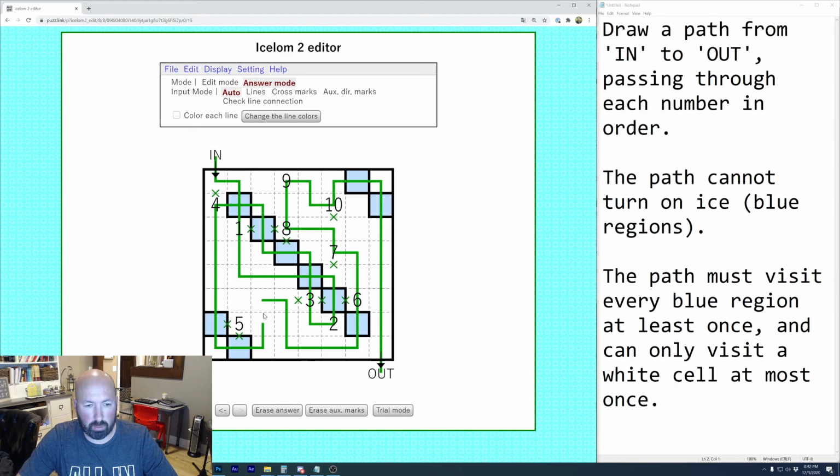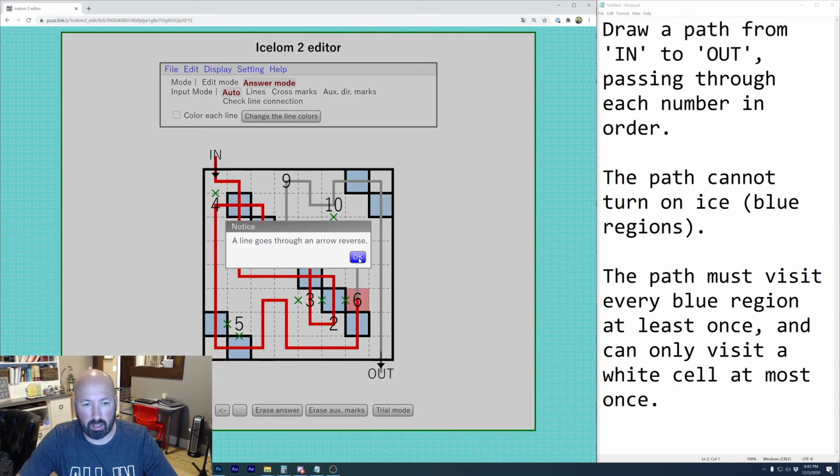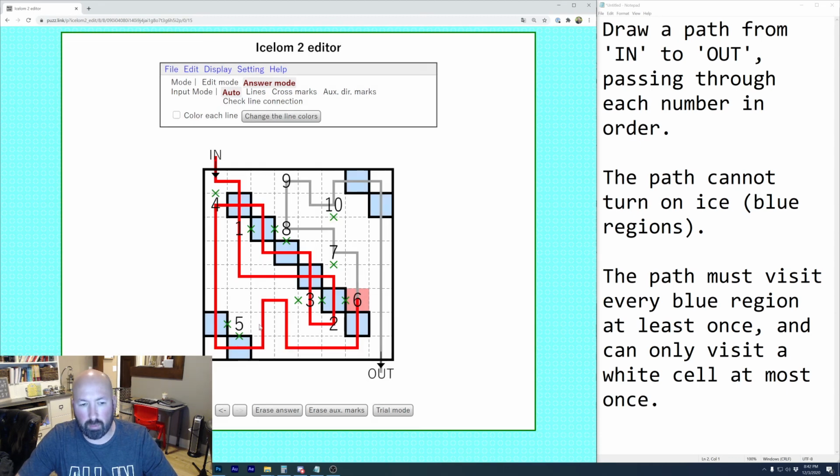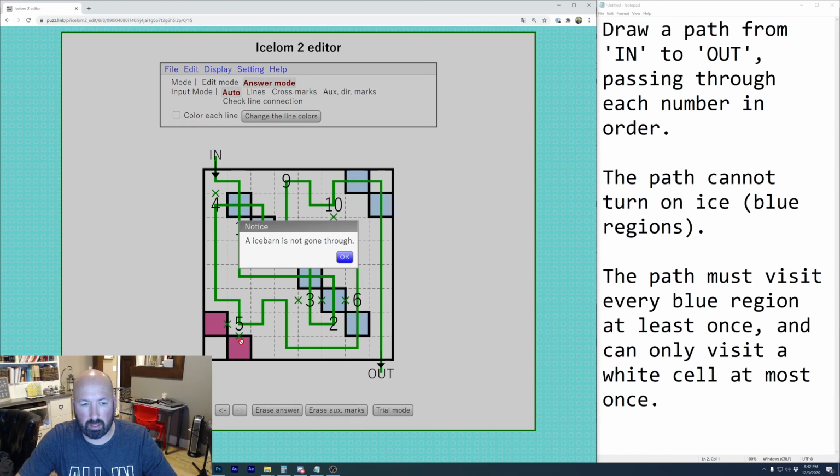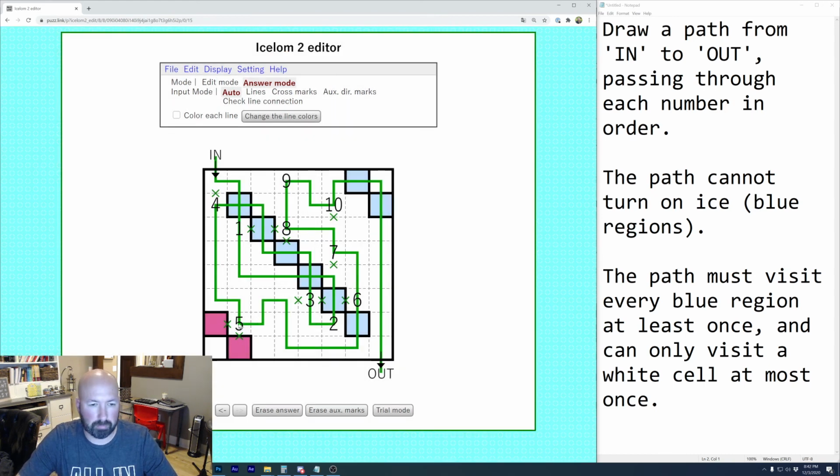If we got rid of this one, it would tell us a line goes through an arrow reverse. And what that really means is it went from the 4 to the 6. It didn't go through the 5. That's kind of a weird way to say it, but basically we skipped the 5. If we went something like this, it would tell us the icebarn is not gone through. So icelom is sort of a variation on a puzzle called icebarn. So that's why it's calling them icebarns. So there you go. That is how to do an icelom puzzle.